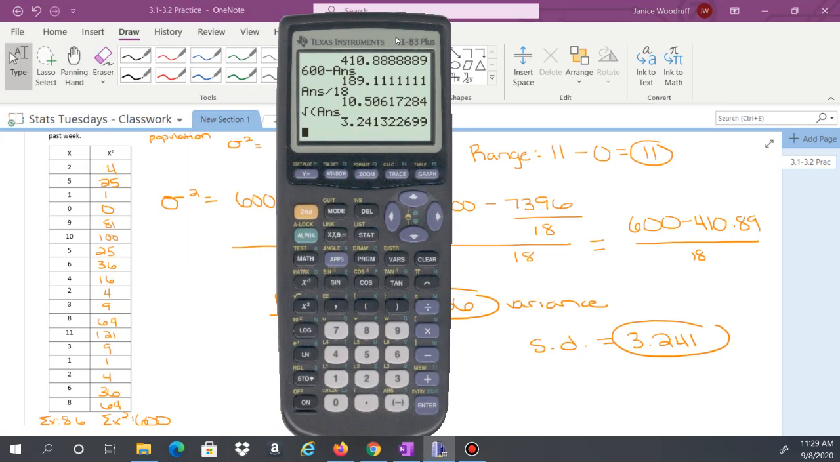So I'm going to put this in a list. So I'm going to go stat, edit. I've got to clear this, so I'm just going to go up and then clear, enter. And then I'm going to type this in. So 2, 5, 1, 0, 9, 10, 5, 6, 4, 2, 3, 8, 11, 3, 1, 2, 6, 8.